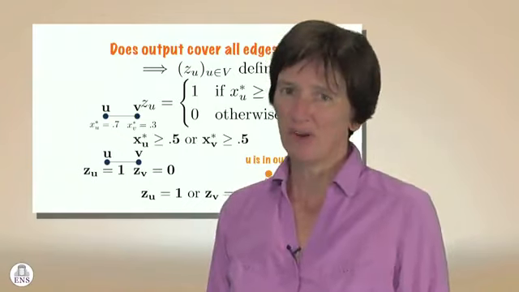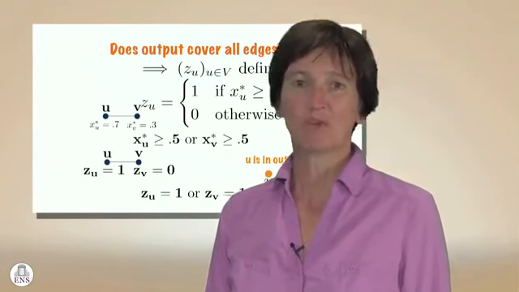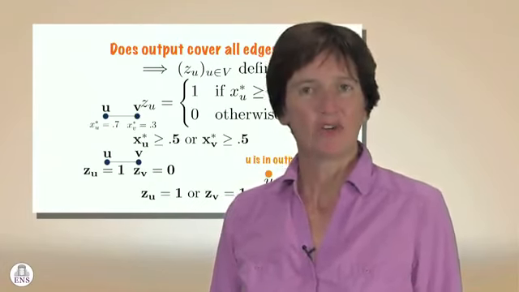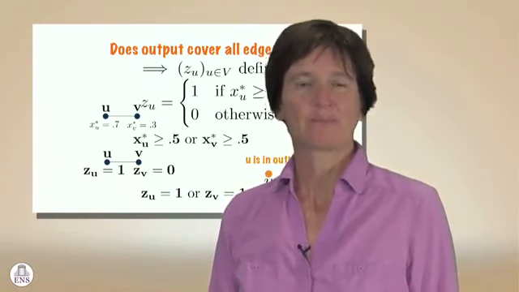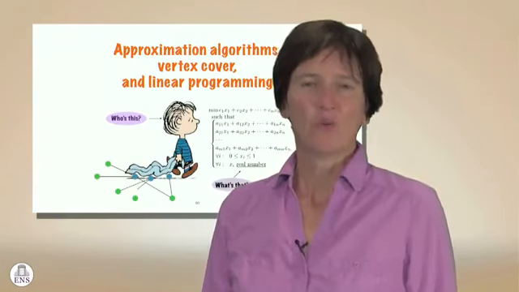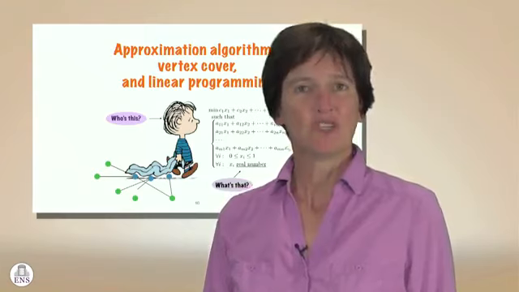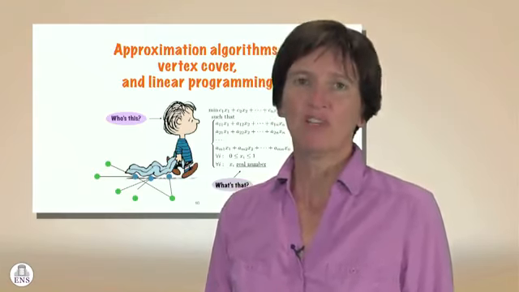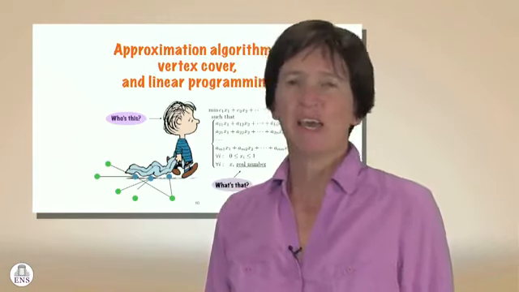This is true for every edge in the graph, so the output covers all edges, so it is a vertex cover, and so our algorithm is correct. In this part, we have proposed an approximation algorithm for the vertex cover problem based on solving a linear programming relaxation and rounding, and we have proved that it is correct, that the output really is a vertex cover. Now, what remains is to see how good it is, what is the quality of the output vertex cover.